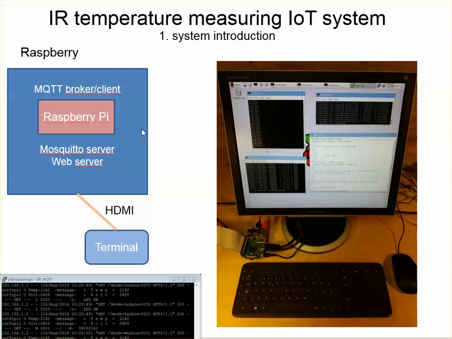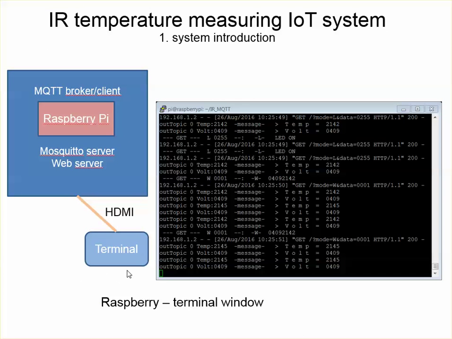So there is one process, the Mosquitto server, that is running, and then there's this web server running in our application program. These two processes are taking care of our MQTT functionality and creating our user interface.